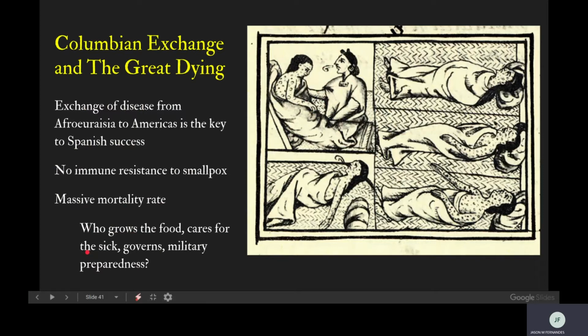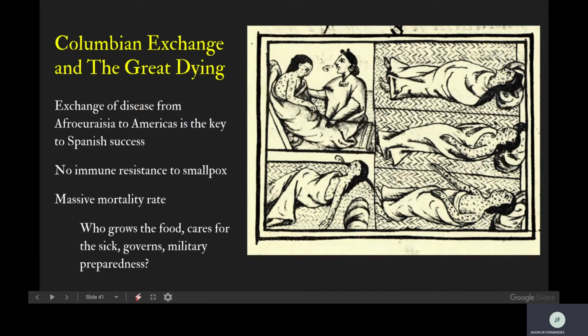This is hard to do, right? Who's going to govern, right? If people are sick, are people in leadership positions coming down with this illness? It's going to cause huge problems. And then, of course, military preparedness. If your military is being hit by this as well, how do you defend yourself against Spanish attack, right? So it creates huge problems, right? That probably more than anything are going to contribute to the success of Europeans in the New World.